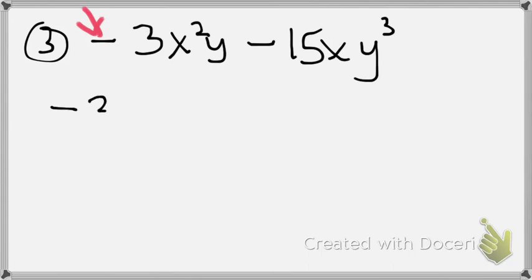We're going to take out a negative 3. What else do they both have in common? X's. How many x's can I take away from each group? 1. All right, what else do they have in common? Y's. They both have to have a y.